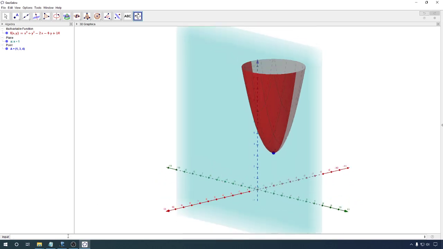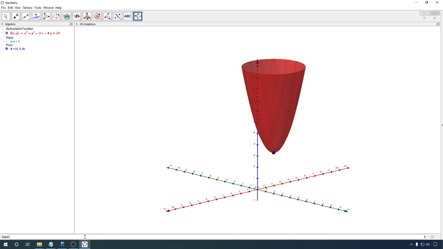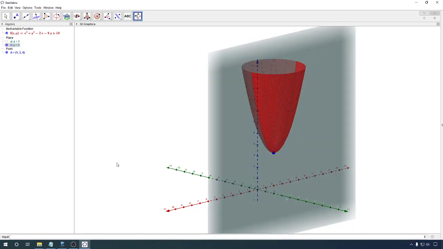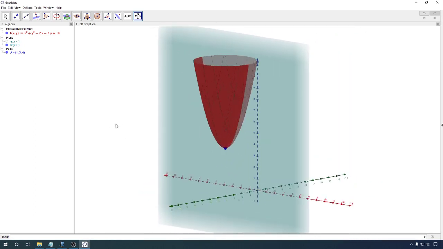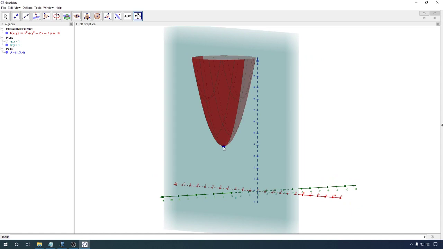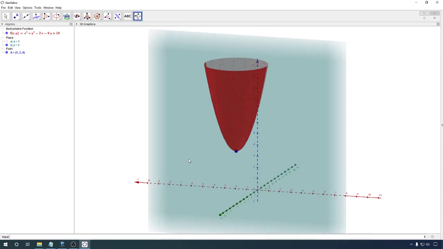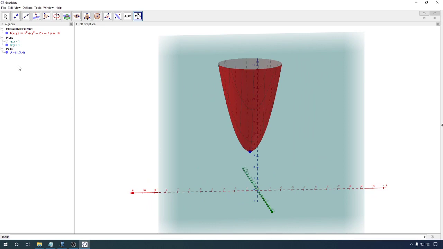If we look at the other direction, so instead of parallel to the y-axis, we look at the plane y equals 3. Again, that cross section has the point (1, 3, 4) as a local minimum of that curve.